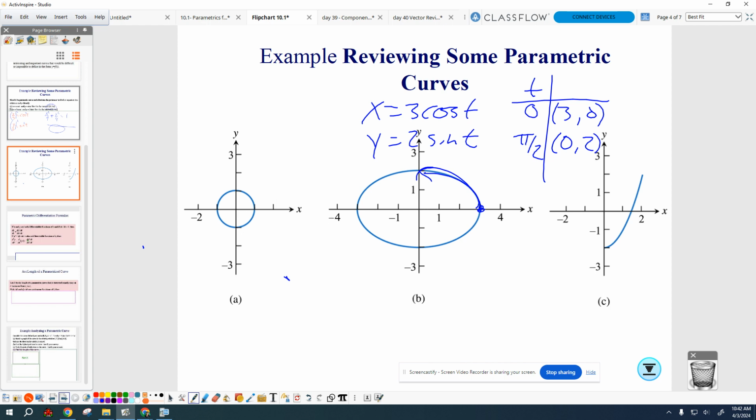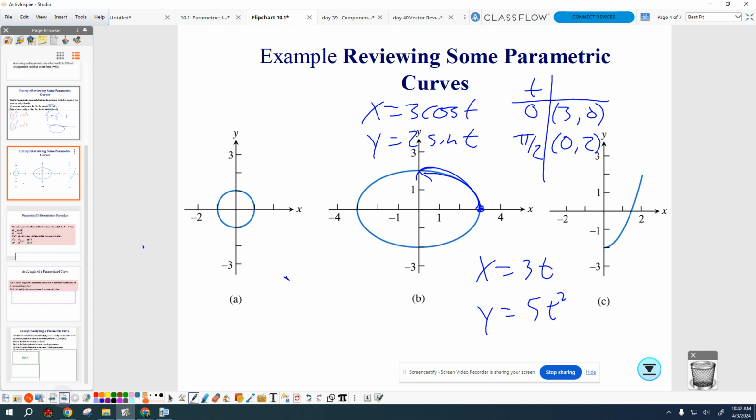Eliminating the parameter with trig is usually the tricky one. Usually, if it's x equals 3t and y equals 5t squared, you can solve for t is x over 3, plug in the x over 3 and square it, and you get rid of the letter t. Algebra, you guys are pretty good with. Yes? Okay, so that's old parametrics.